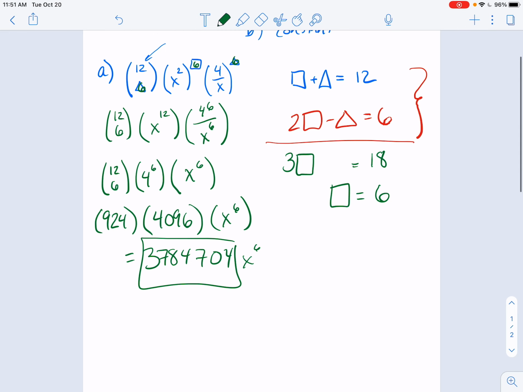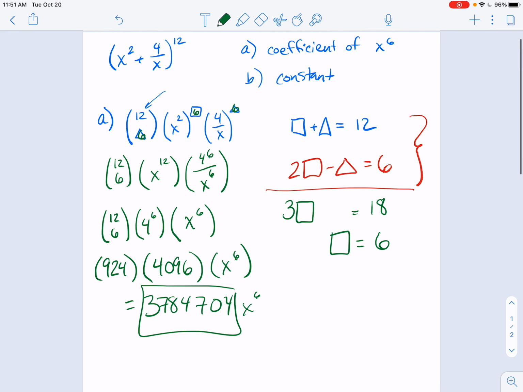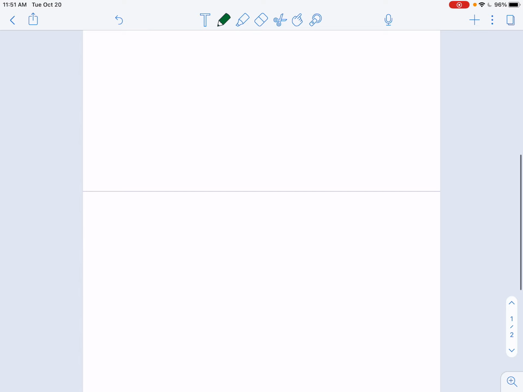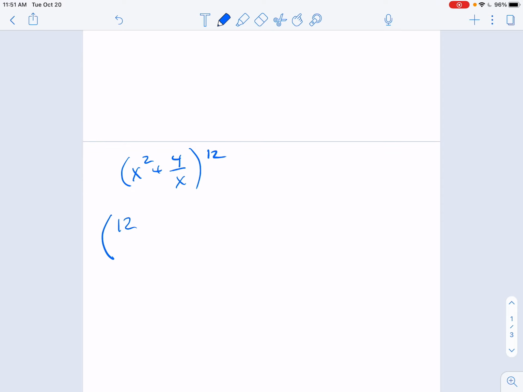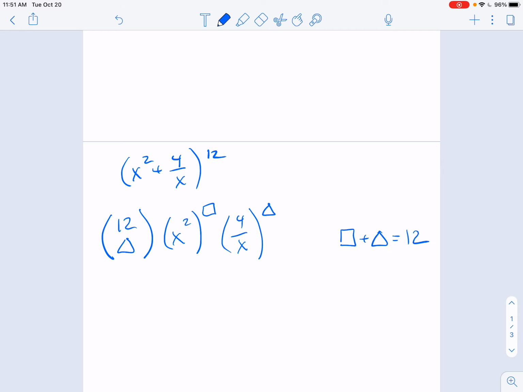Okay, let me see if I can do the constant term a little more clearly for you. It was x squared plus 4 over x, to the 12. Okay, so what we know is we've got a combination. We've got x squared raised to this power, 4 over x raised to that power. We know that the box plus the triangle has to add up to 12. We know that 2 box minus triangle, because I could move this to the top by making it a negative exponent, is going to equal, well, they said they want the constant term. Well, that's where the exponent is equal to 0.